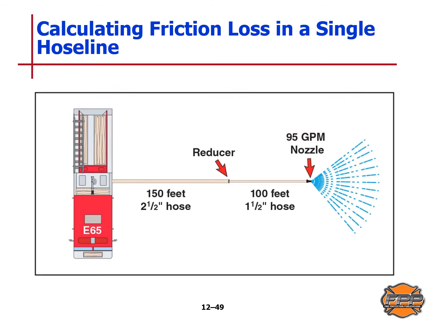So, calculating the friction loss in a single hose line, you have a pumper with 150 feet of 2.5-inch hose, and you have a reducer that reduces to 100 feet of 1.5-inch hose. That ultimately produces a nozzle flow of 95 gallons per minute.